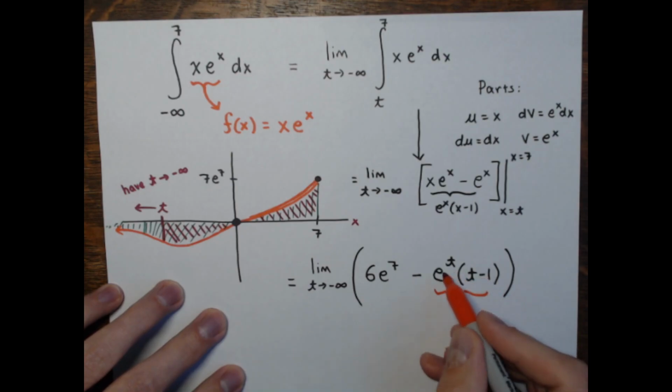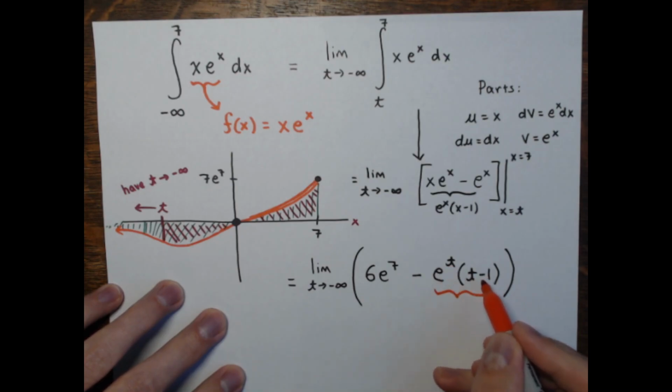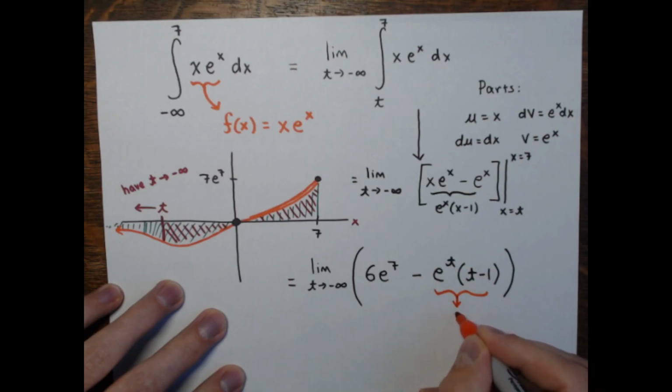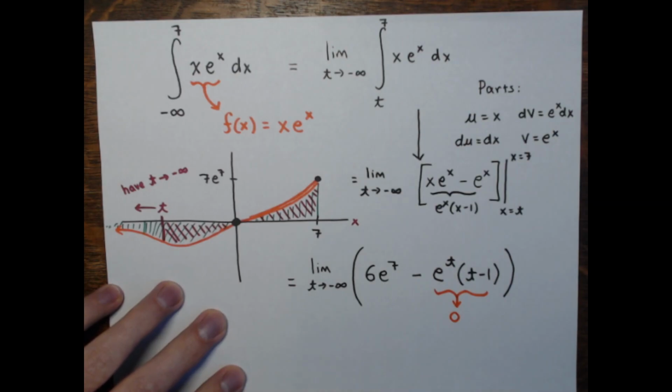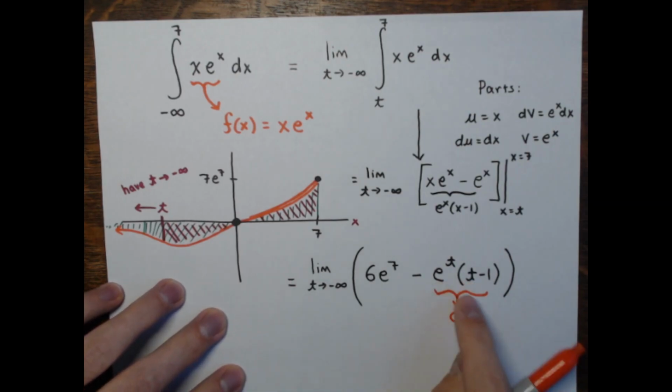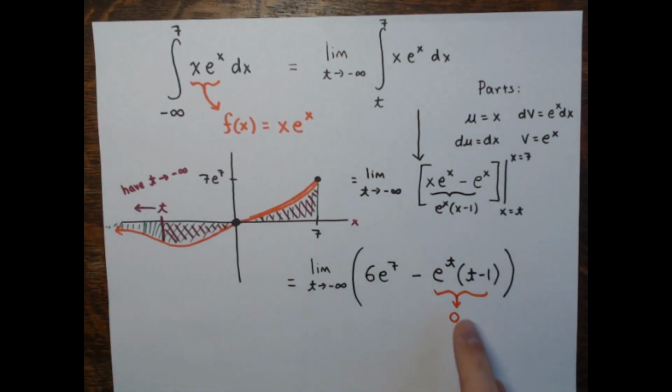Like I mentioned earlier, the exponential will shrink a lot faster than the linear polynomial will blow up. So this is actually going to 0. Now you can set it up so that you can use L'Hopital's rule or whatever. I'm not going to do that here. I'm just going to say I know this from my calculus 1 experience. So this approaches 0 as t goes to negative infinity.